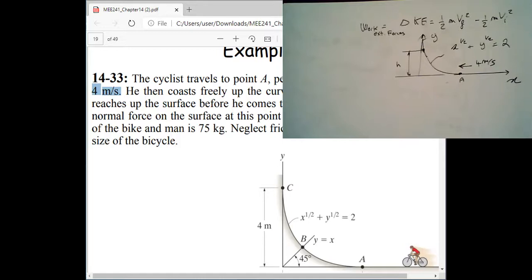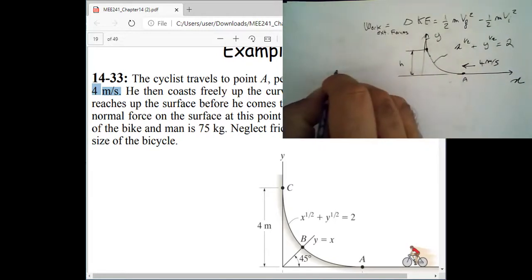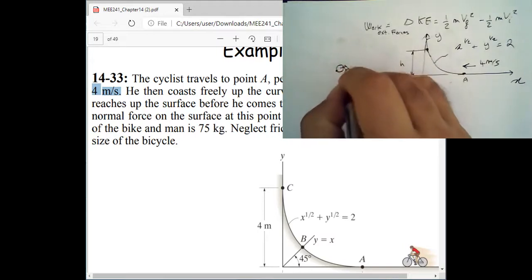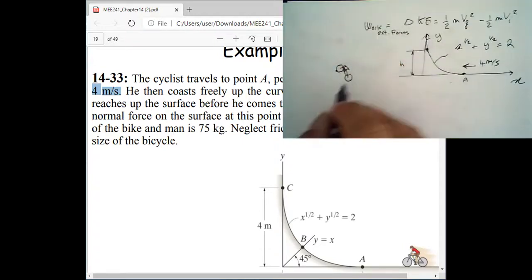Here's what we're going to do. We're going to apply this equation. When I do the work of external forces, I first have to identify what the forces are. So if the cyclist is here, I'm going to draw it very quickly. This is a bike, and this guy is like that. This is a cyclist. I think we're missing a bar. Here we go.